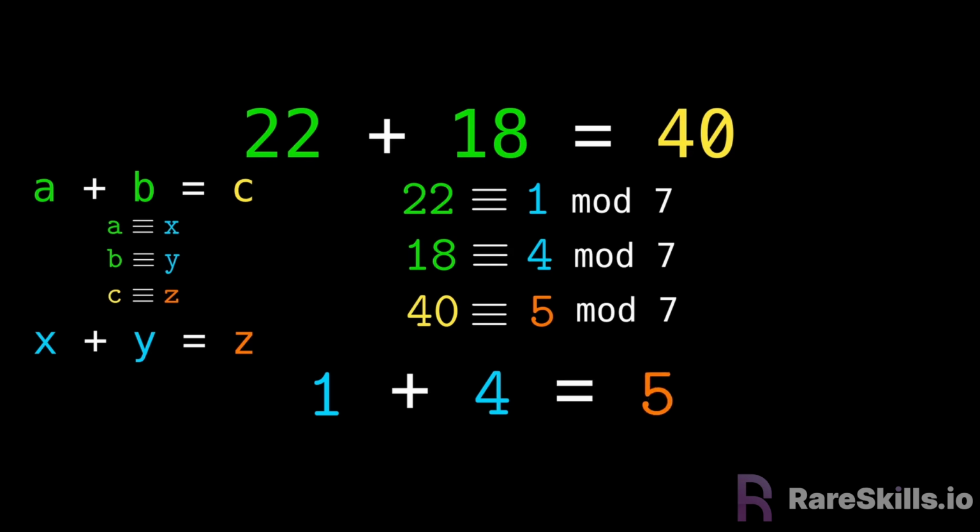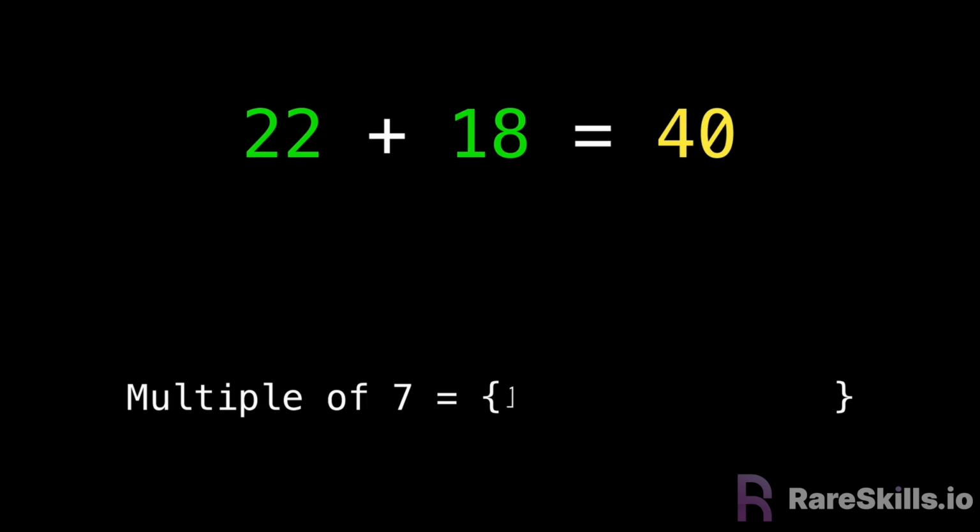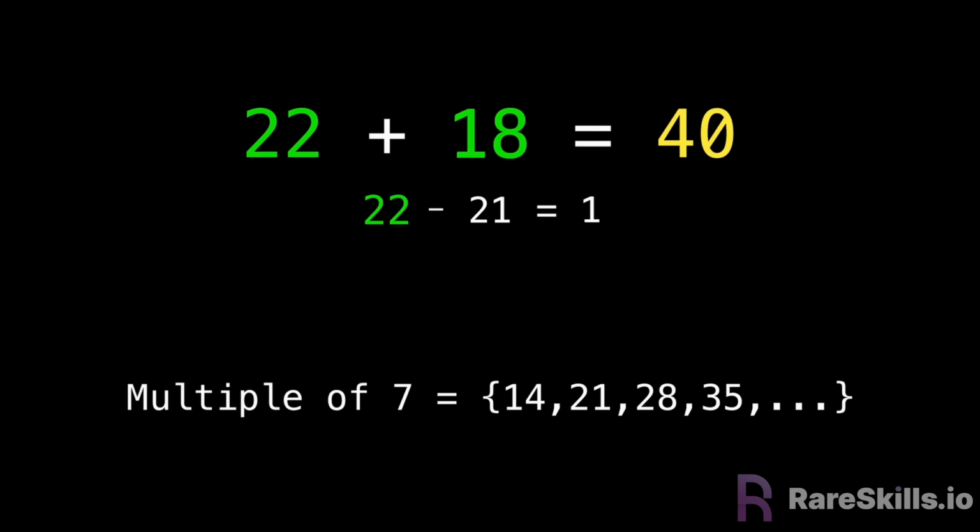By the way, you can compute the modulo in your head by finding the closest multiple of 7 for the number. 21 is a multiple of 7, so 22 minus 21 is 1. 14 is the closest multiple of 7 for 18, and 18 minus 14 is equal to 4. And 35 is the closest multiple of 7 for 40, and 40 minus 35 is 5. Let's move on to a more interesting example.